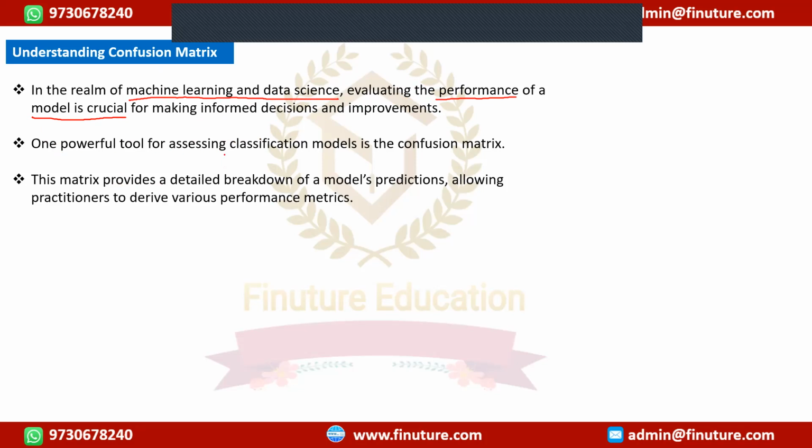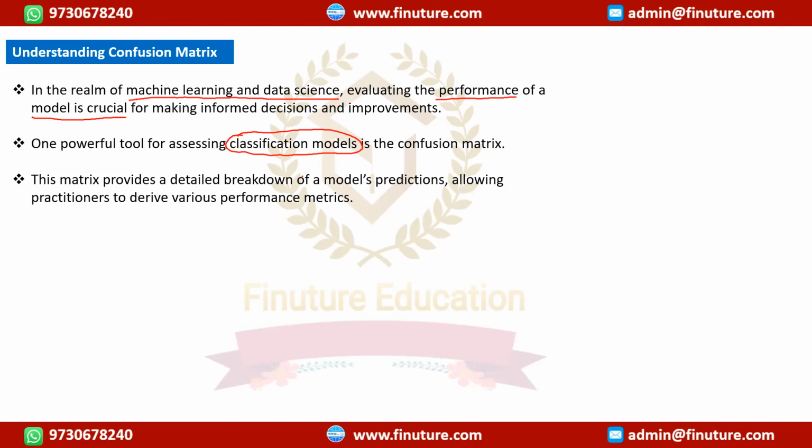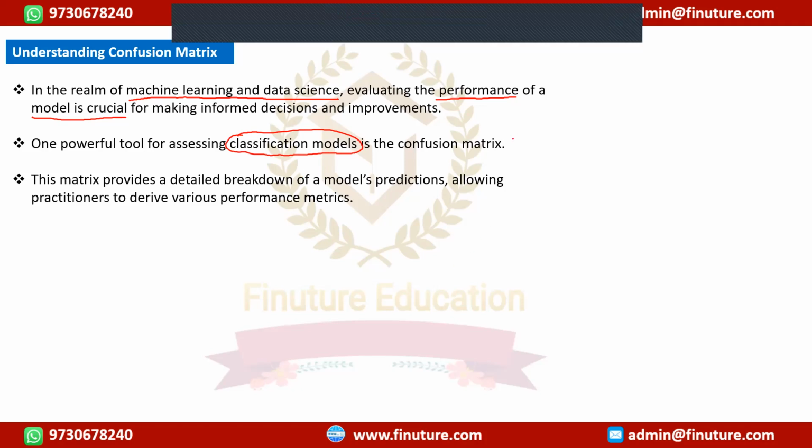One powerful tool for assessing classification models is the confusion matrix. It is very important to know that it's mainly for classification models. A classification model classifies into two categories: default or non-default, invest or don't invest, whether a firm will issue a dividend or no dividend. So classification in two categories mainly, not regression. The confusion matrix is a tool to evaluate the performance of a classification model. Very important to note; if you are making notes, just make a note of this point.